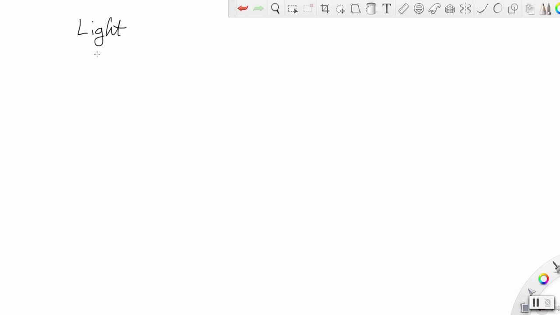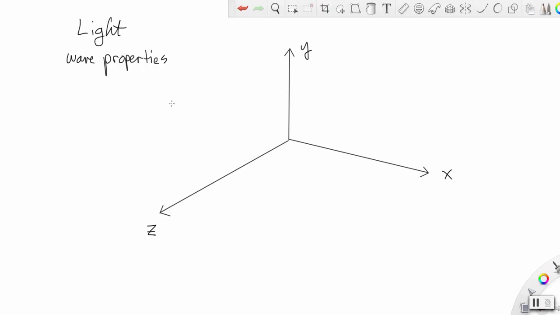So we begin our topic of light by discussing the wave nature of light. We want its wave properties. Okay, so we take a three-dimensional axis and we make a perturbation, by that we mean we perturb or we disturb space in an electrical way.